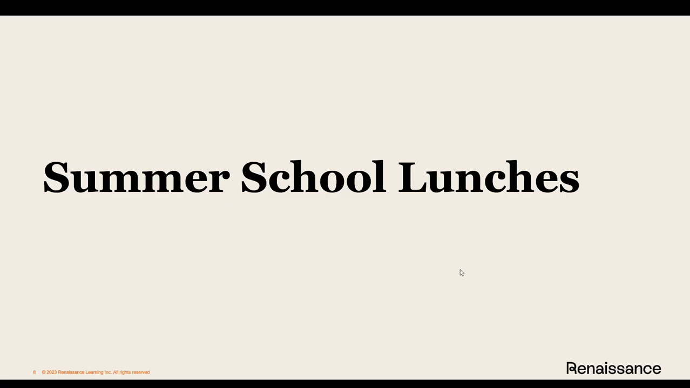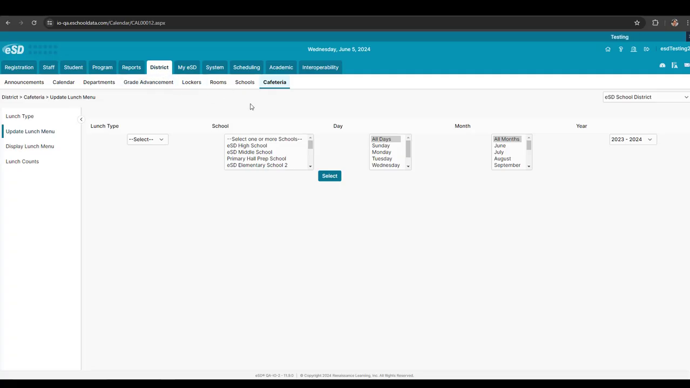The next two updates are for summer school, this first one being summer school lunches. If we navigate to District Cafeteria and Update Lunch Menu, you're going to see a new year dropdown. This year dropdown is going to allow you to select either the current or the future year so that if you are running a summer school, you're able to set up a lunch menu for your summer school buildings.